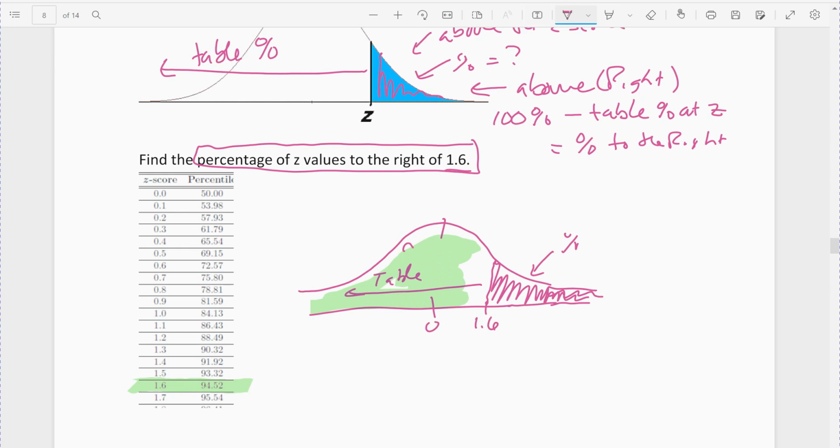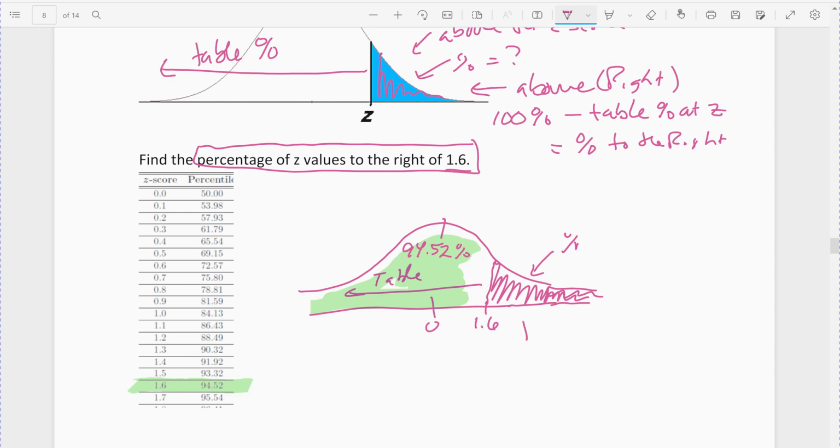And so that means 94.52% lands below that. And again, just being aware of what you're looking for and what you're asked to find, it should make sense that's not your answer. Very little should be above 1.6. 1.6 is almost 2 standard deviations. So remember, very few values land above that. So it should make sense that the 94 is not what we're looking for.